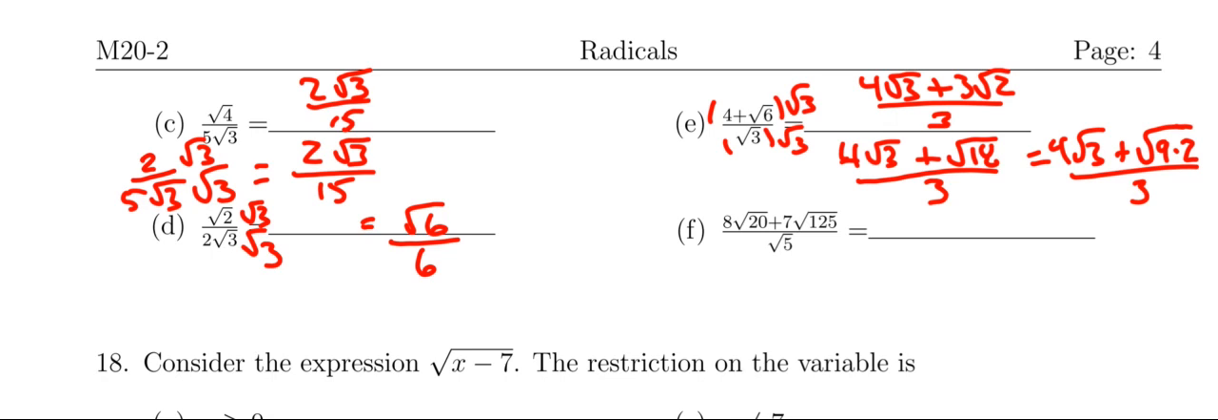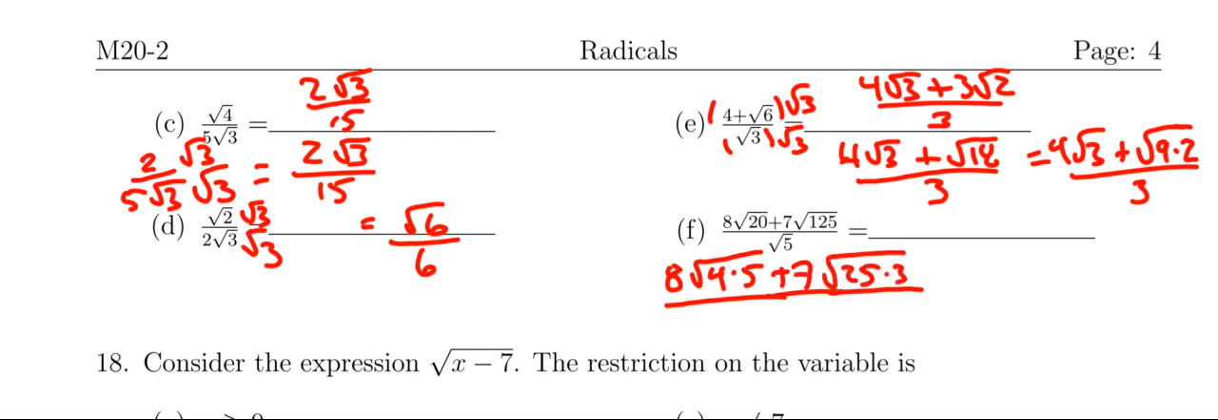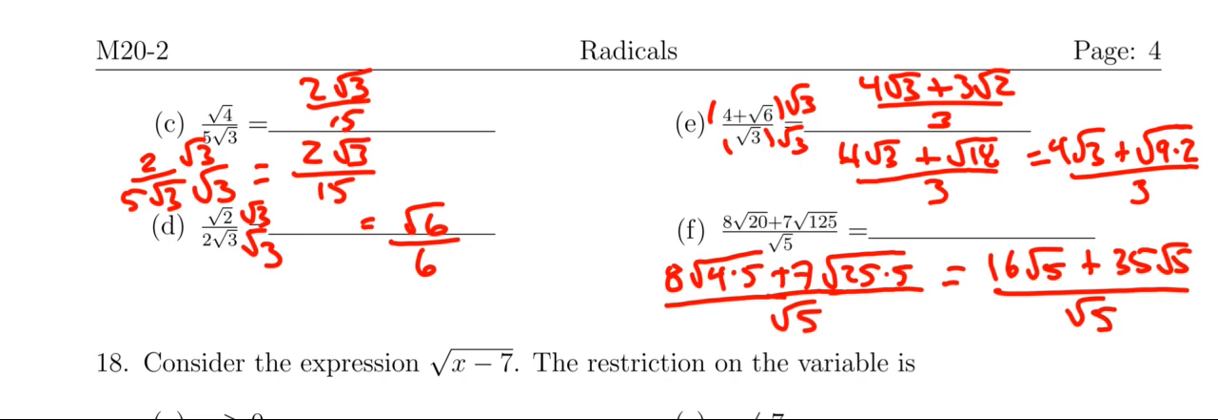In this next one here, what I'm going to do is simplify the numerator there. So this becomes 8 root, well, 20 is the same as 4 times 5. And then 7 times the square root of 125 is going to be 25 times 5, sorry, my mistake, over the square root of 5. Now, I can take out the square root of 4 as 2, so it'll become 16 root 5. I can take out the square root of 25, which is 5, and 5 times 7 is going to be 35, so root 5, all over root 5.